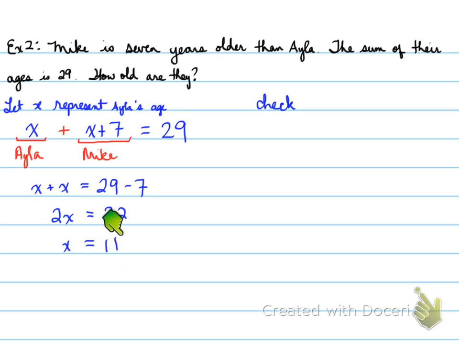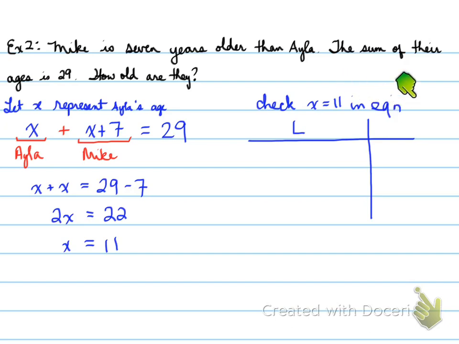So now that we have x equals 11, we're going to check. What are we going to check? We check x equals 11 in the equation. Now, instead of writing the whole equation out, because we're going to do it in left side, right side, I will let you write EQ apostrophe N, which means equation. So, separate with a line, and what's on the left side will be x plus x plus 7, and on the right-hand side, we will have 29.